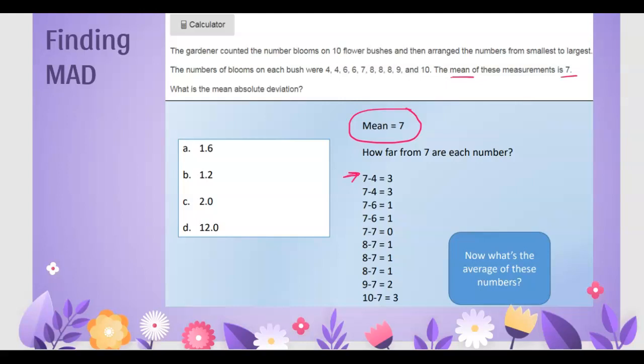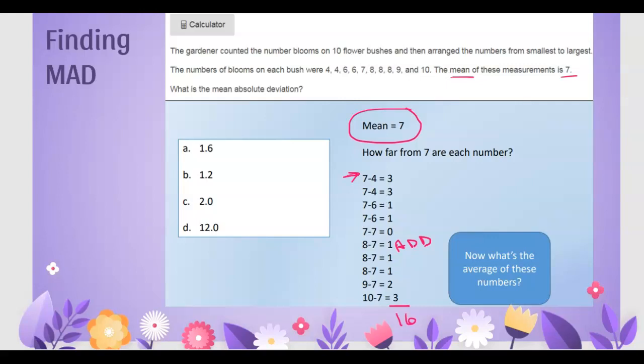Now we add all of these numbers up. So 3 plus 3 is 6, 7, 8, 9, 10, 11, 12, 13, 14, 15, 16. I get 16. Let's try it again. 3, 6, 7, 8, 9, 10, 11, 12, 13, 14, 15, 16. I get 16 altogether.